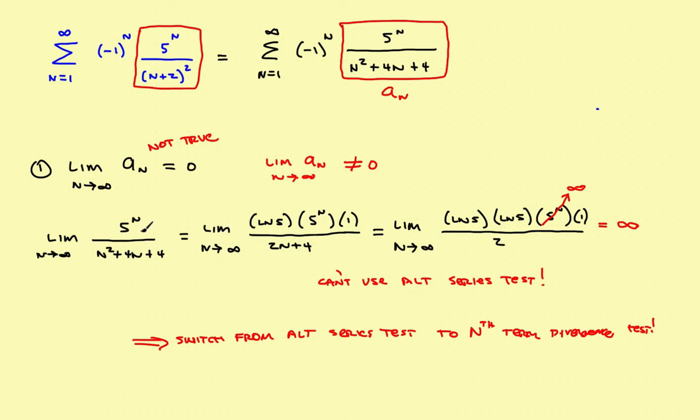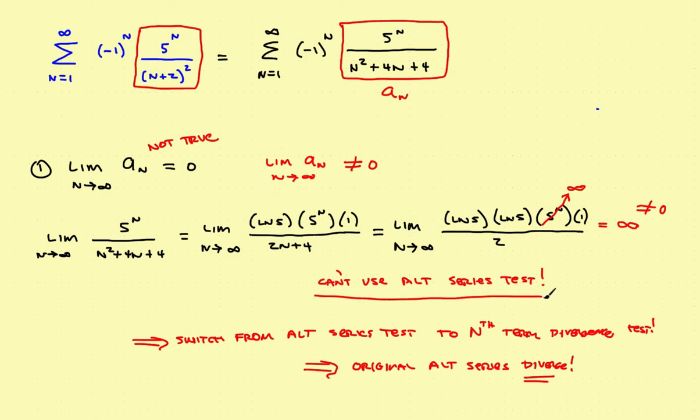You've showed that this limit is not equal to 0. It goes to infinity. And by the nth term divergence test, that tells you that the original alternating series diverges. So it's going to diverge. So the idea is if you try to find the limit and you do the first condition and it turns out to be something other than 0, then this condition is not true and you have to stop using the alternating series test.